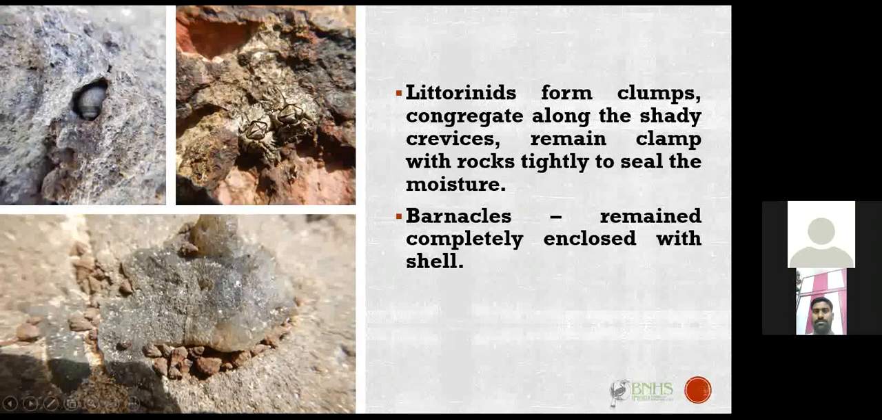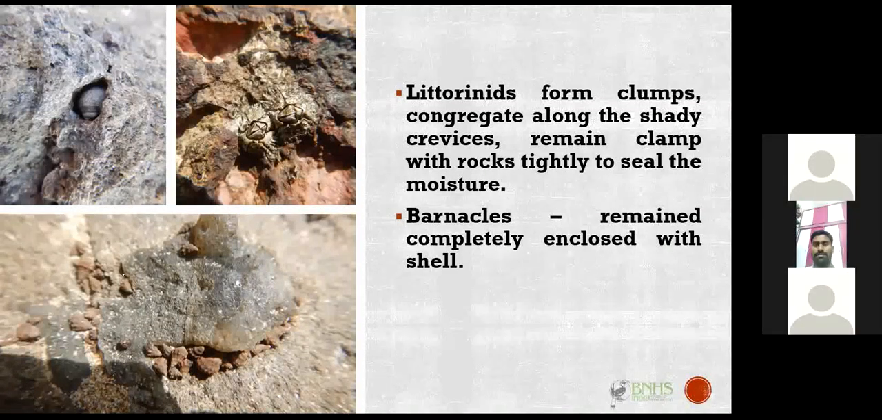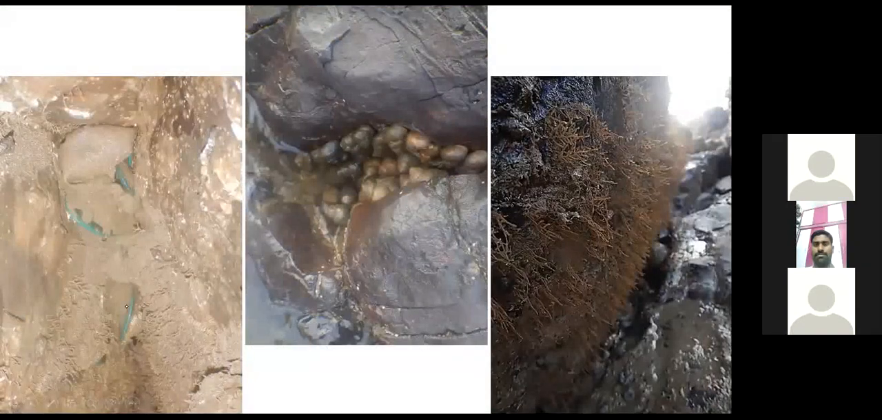Barnacles completely remain closed during the low tide, so obviously they can save the moisture, and they will not desiccate during the exposed period. So this is another interesting example from the mid tide to low tide regions. See how they prefer the shady places. This is a Perna viridis, a very common bivalve species.